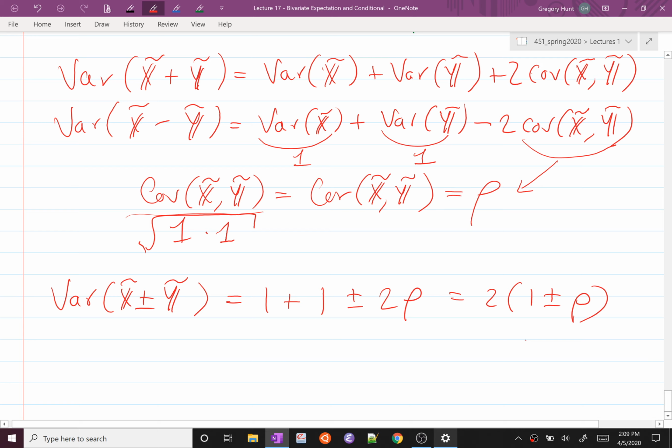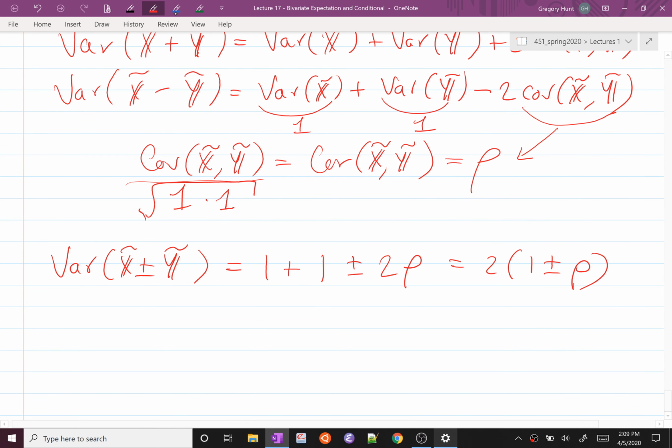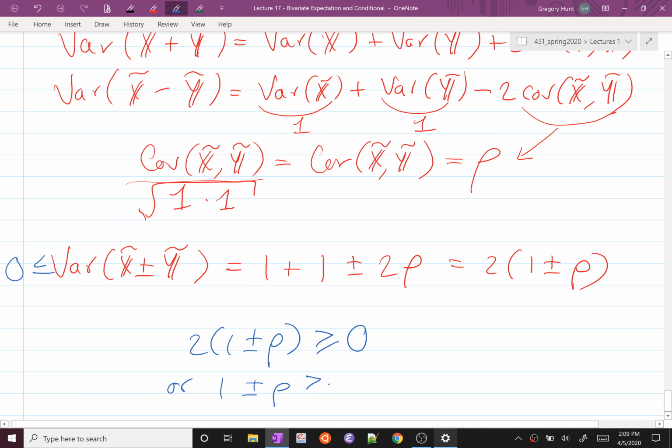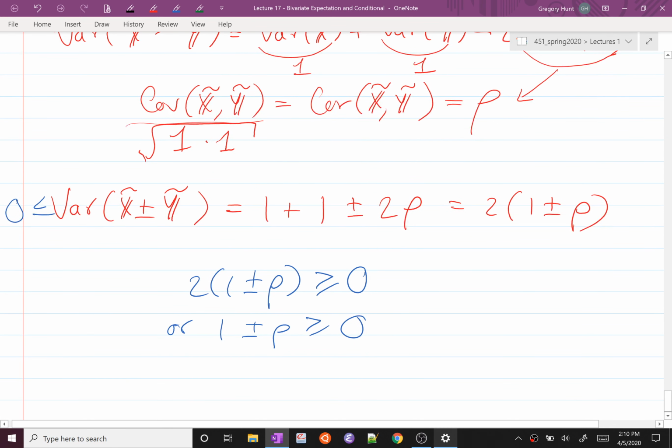And we know that variance always has to be positive. So what we get is that 2 times (1 plus or minus rho) is bigger than or equal to 0, or 1 plus or minus rho is bigger than or equal to 0. And what does that mean? That means that rho in absolute value better be less than or equal to 1, which is what we claimed. Think about why that is true.